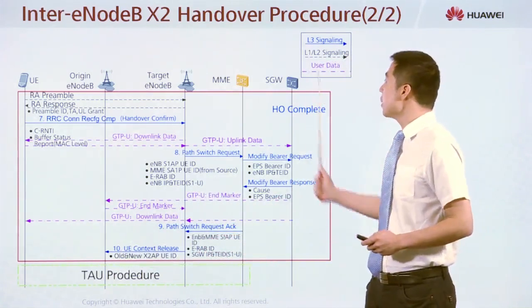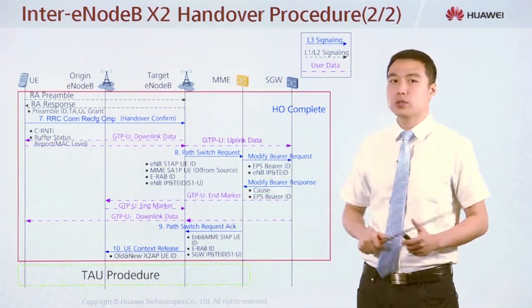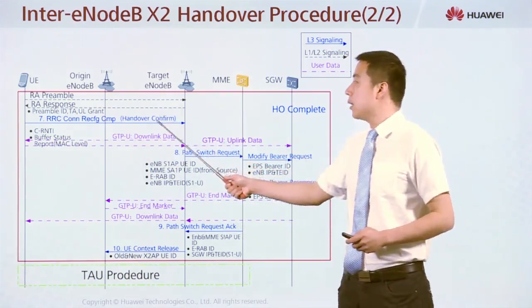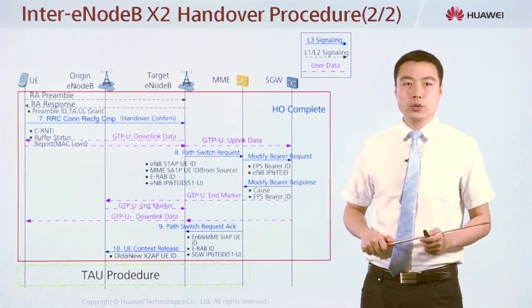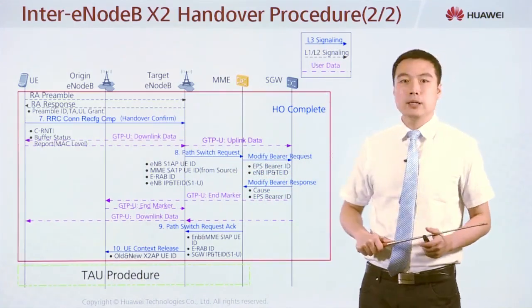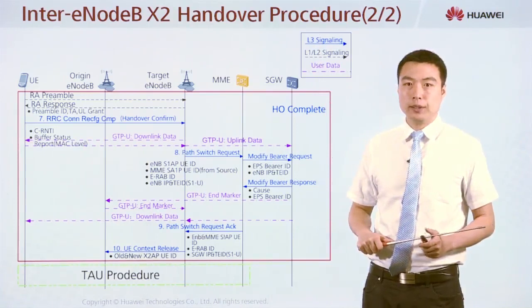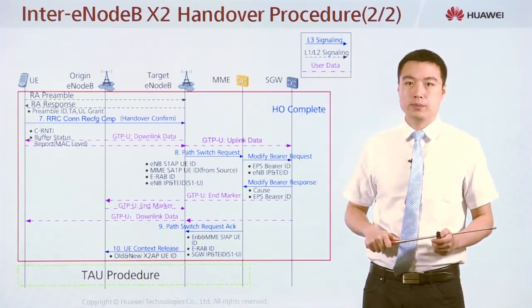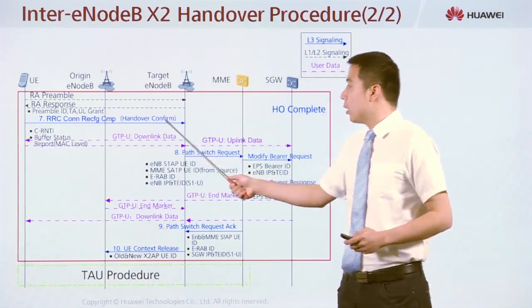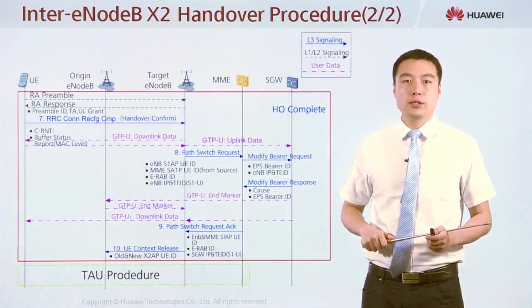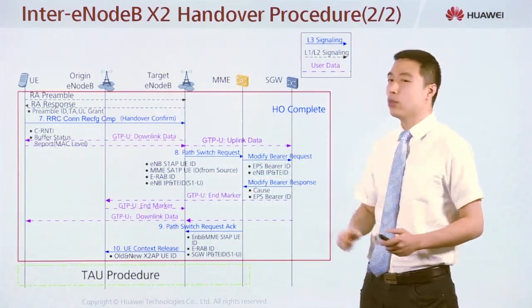Okay, this is all the signaling flow for the handover procedure. Here, the blue color indicates the layer 3 signaling, and the black color indicates the layer 1 and layer 2 signaling. The red color shows the user data directions. Here, the blue color is very important for us to understand the handover procedure.